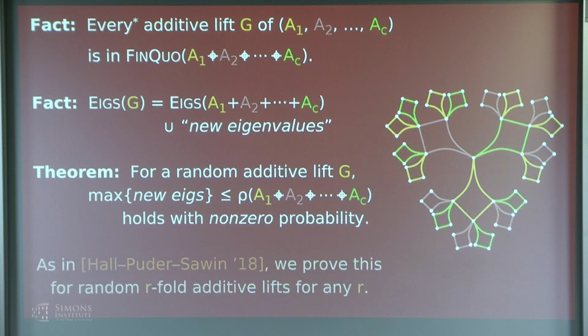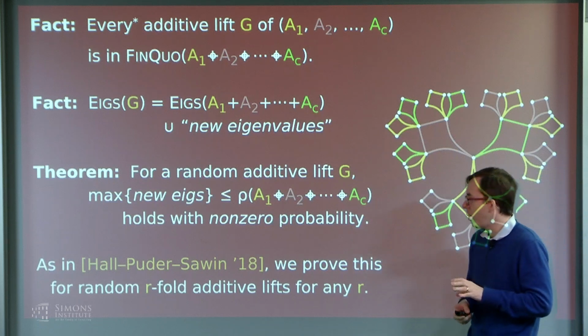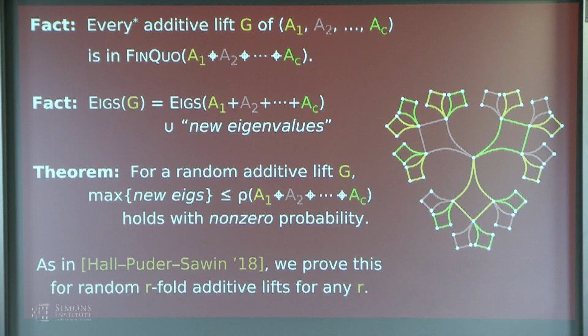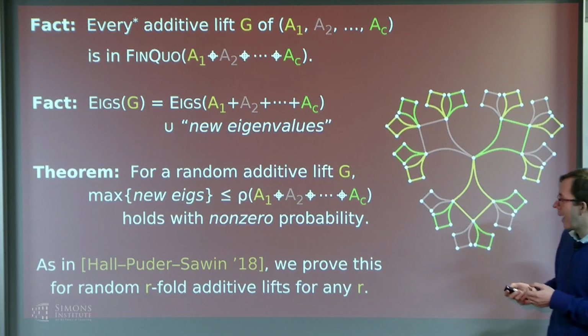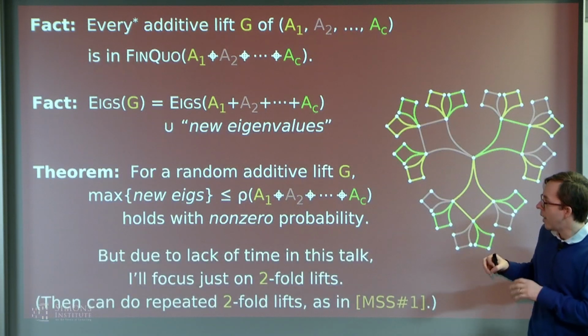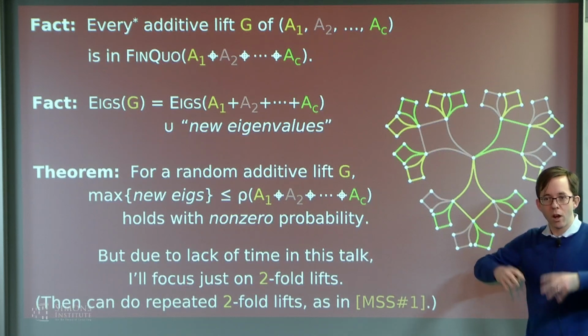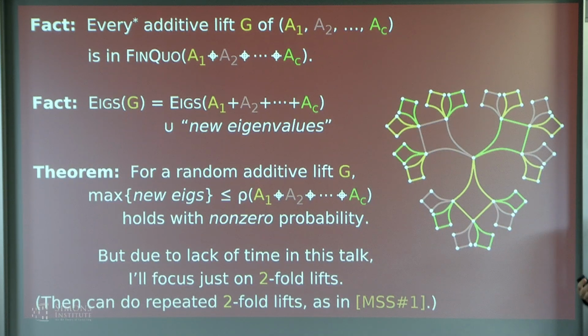And there's this really nice paper by Hall, Puder, and Sawin, which is kind of like interlacing polynomials 5, if you will, where they generalize some of this stuff in the sequence of MSS papers. But for the rest of this talk, I'm not going to talk about showing this for a general value of r, for general r-fold lifts. I'll just, as in MSS 1, talk about additive two-fold lifts.